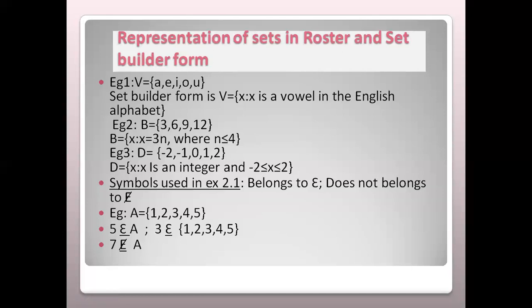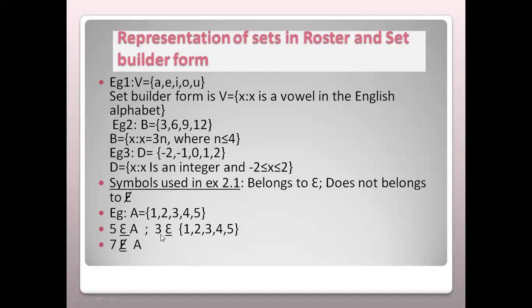Now, some of the symbols which were already expressed in the previous session: belongs to and does not belong to. Once again, you see here the belongs to symbol is this, and for does not belong to, you write belongs to and just strike it. For example, A is representing the elements 1, 2, 3, 4, 5. Now, I have taken out only one element from the set, 5. Is 5 present in set A? Yes. So we write the same thing symbolically: 5 belongs to A.